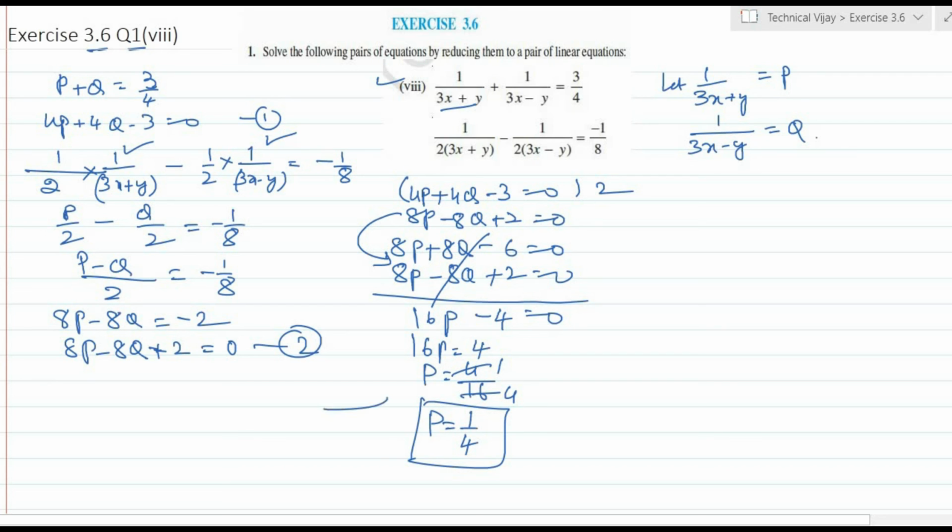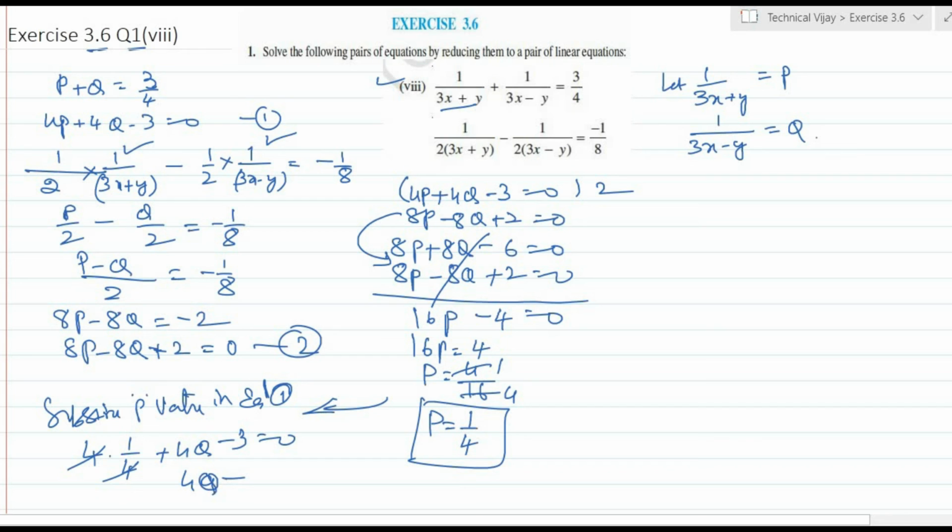So now here substitute the p value in equation 1. Okay. So 4 into 1 by 4 plus 4q minus 3 equal to 0. So 4 cancels, 1 remaining. 4q minus 3 plus 1, minus 2 equal to 0. 4q equal to 2. So q is equal to 2 by 4, which is equal to 1 by 2. So here q is equal to 1 by 2, p equal to 1 by 4. We will substitute here.